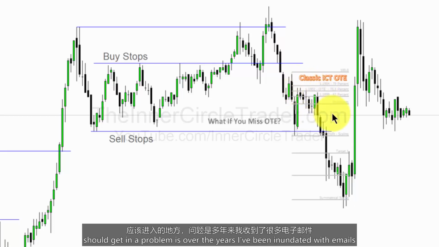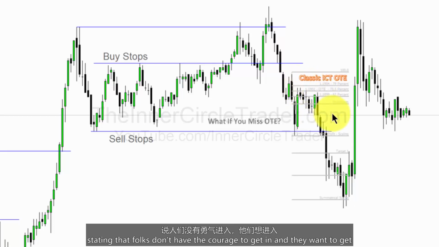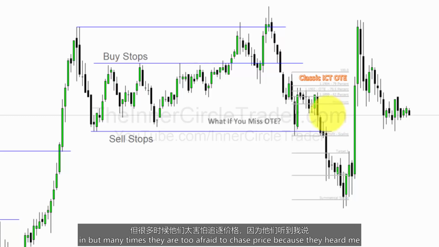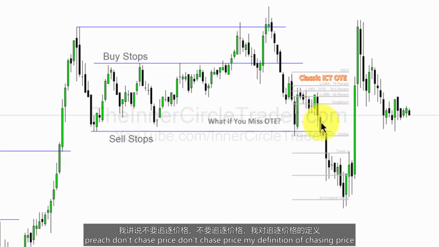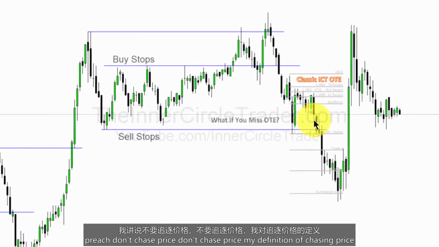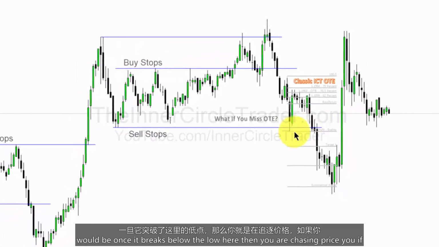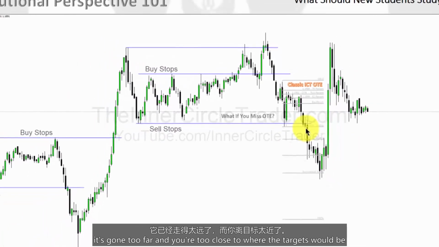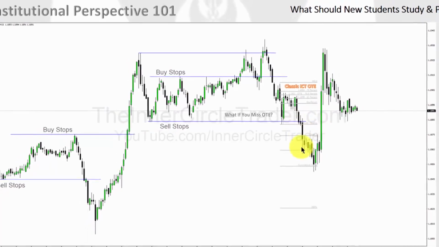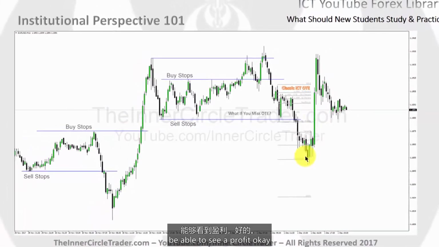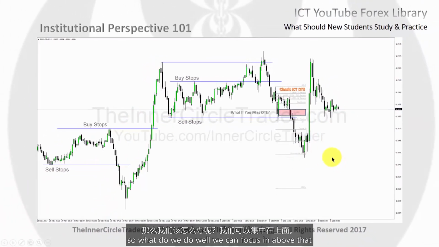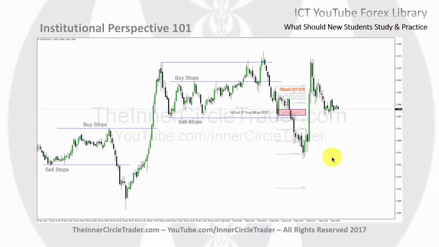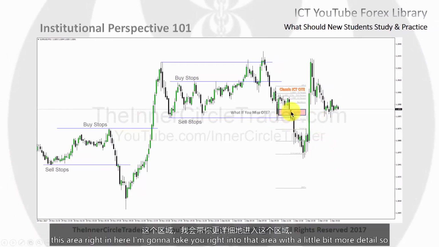The problem is, over the years, I've been inundated with emails stating that folks don't have the courage to get in, and they want to get in, but many times they are too afraid to chase price because they heard me preach, don't chase price, don't chase price. My definition of chasing price would be, once it breaks below the low here, then you are chasing price. If it's gone too far and you're too close to where the targets would be to be able to see a profit. Okay, so what do we do? Well, we can focus in above that low in this area right in here. I'm going to take you right into that area with a little bit more detail.